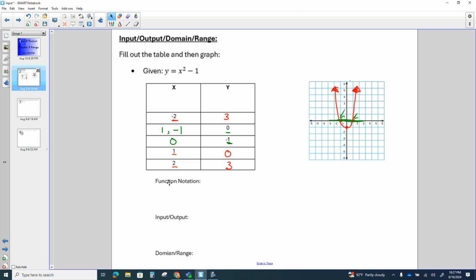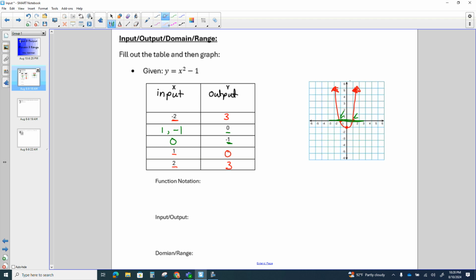But we're going to talk about now writing our notations, and we want to stop calling them x's and y's. We're going to call them inputs and domains or outputs and ranges. So you really need to change your terminology. It's still the same thing. X is still x. It's just instead of calling him x, we're going to call him input. Instead of calling it y, we're going to call it output. If I plugged in input, a negative 2, I get out a 3.